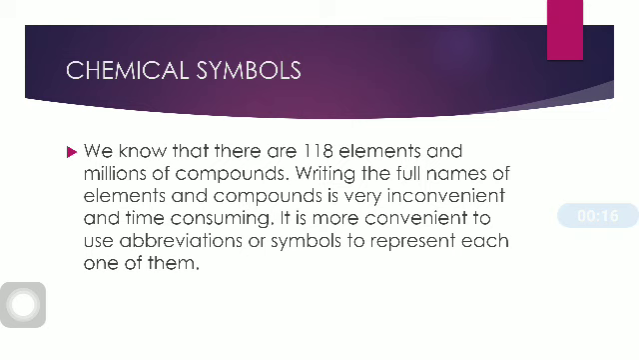Chemical symbols. We know that there are 118 elements and millions of compounds. Writing the full names of elements and compounds is very inconvenient and time consuming. It is more convenient to use abbreviations or symbols to represent each one of them.